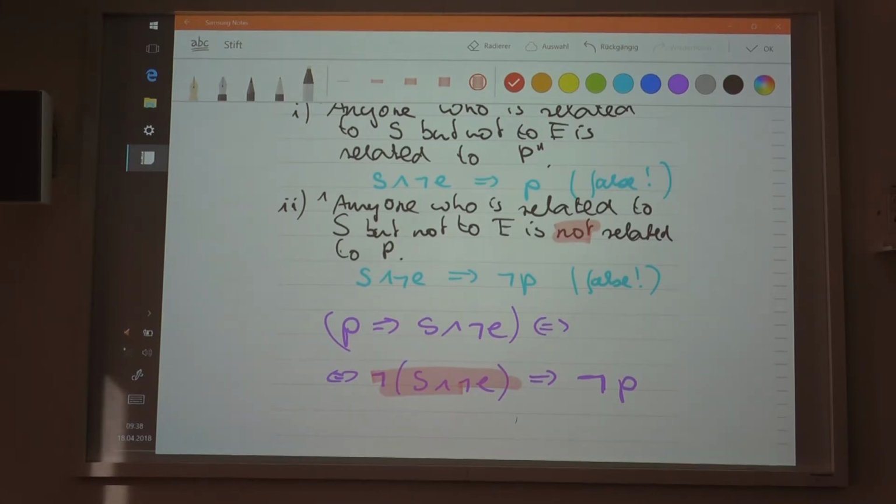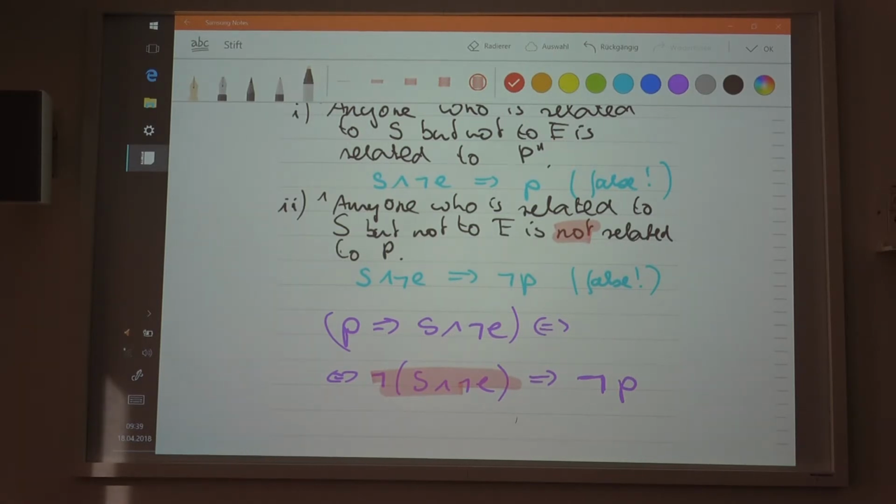So if you say that someone is not related to Paula, so not related to Simon and not to Emily, sorry, then you can imply that this person is not related to Paula, but not just from the fact that someone is related to S but not to Emily. In that case, you could not imply this. Do you understand this, guys? So this statement shall be sufficient for that one, but not this one. So that statement is false.